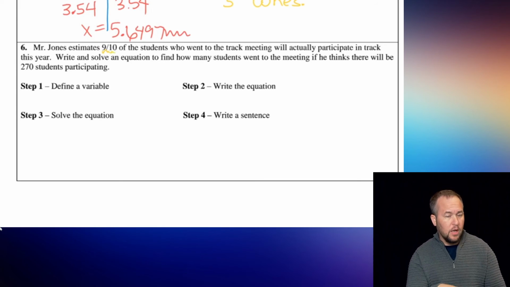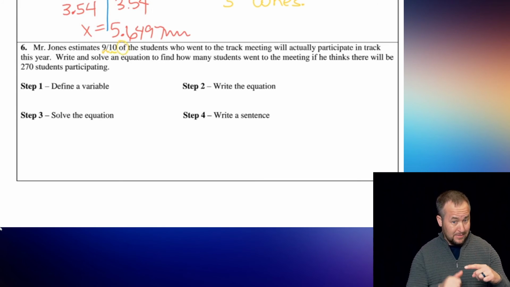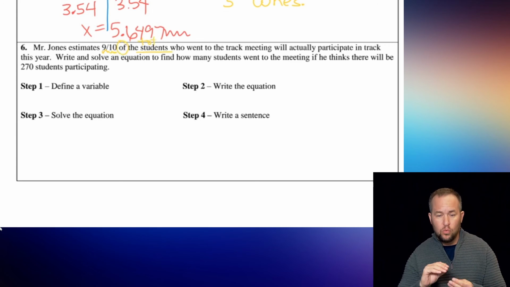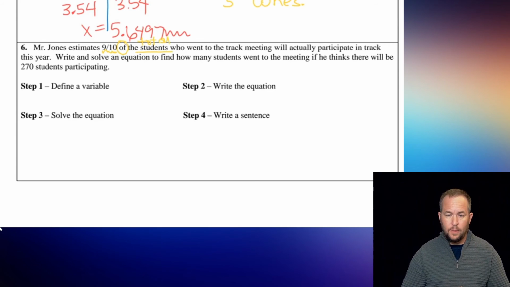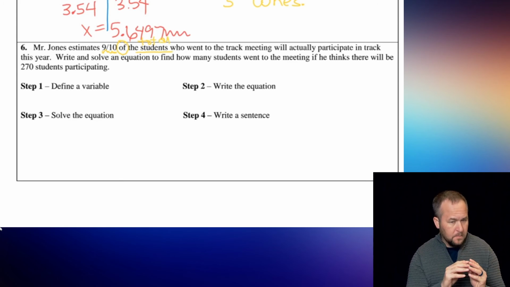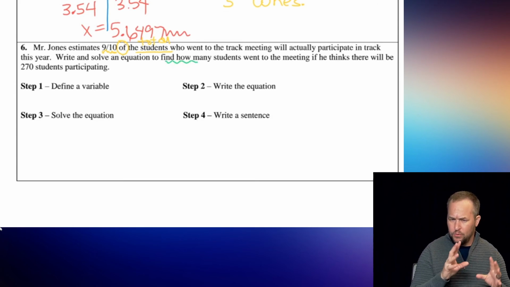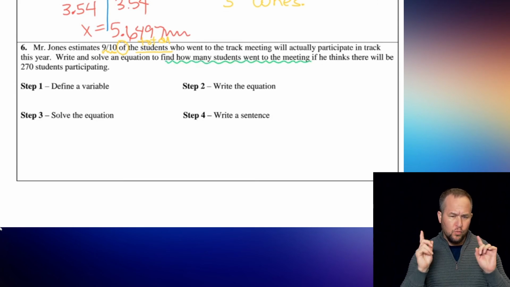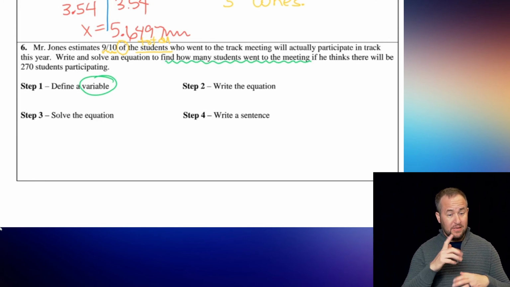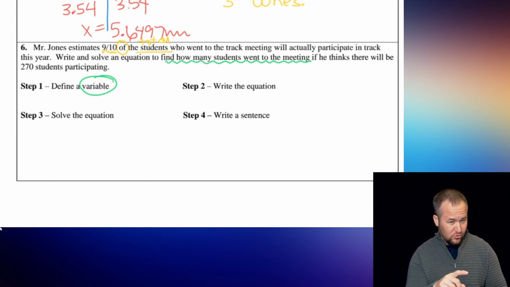So 9/10 of the total students who went to the track meet, or to the meeting, are going to participate in track. Write and solve an equation to find how many students went to the meeting. That's what we do not know. A lot of times I will give you that variable in the question, even though the last sentence is not a question. Yes, I realize that. But find how many students went to the meeting if he thinks that there will be 270 that participate in track.